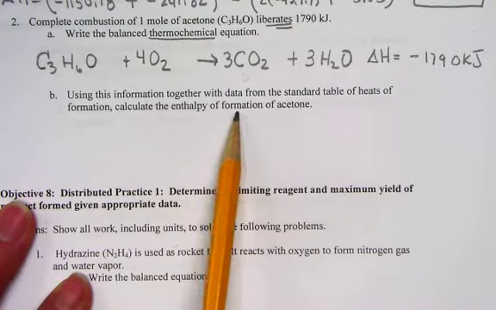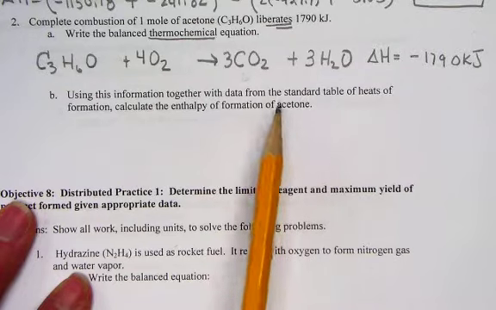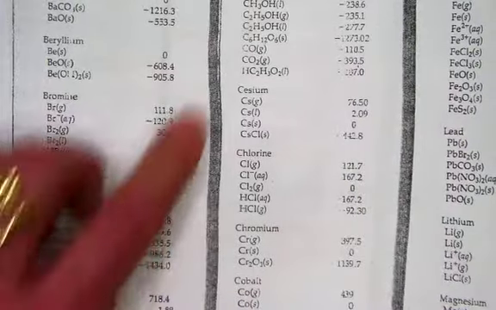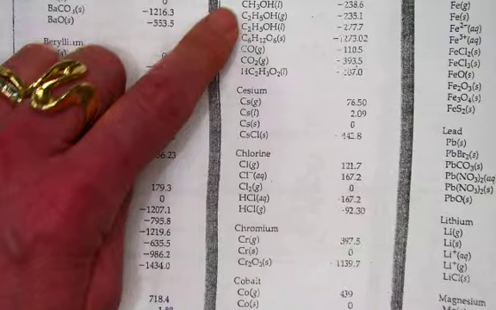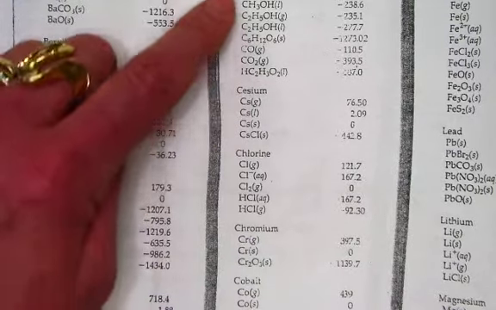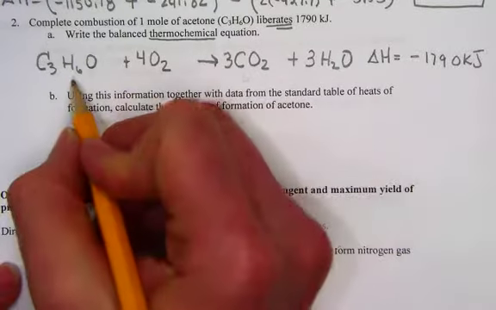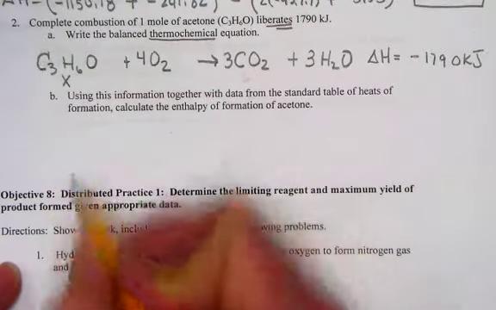of formation of acetone, C3H6O. C3H6O is our target variable. If I started looking through on my standard tables, C3H6O isn't listed as one of those in my columns. Let's call that value X, our target.